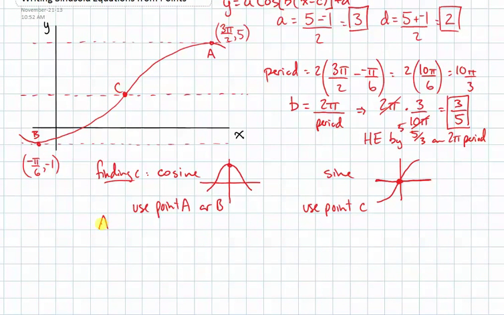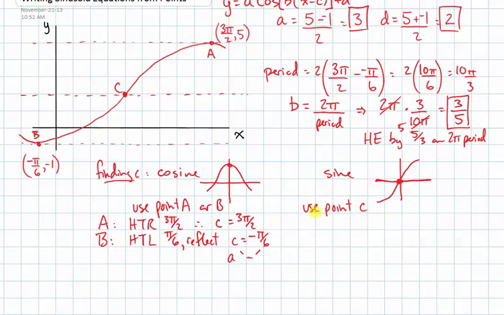If I'm using A for cosine, this point is normally on the y-axis. It's been translated to the right, so it's a horizontal translation to the right of 3 pi by 2. So my C value in the equation is 3 pi by 2, representing the movement to the right. If I were to use the point B, that's the minimum point. Well, now I've horizontally translated to the left pi by 6 and reflected. So my C is going to be negative pi by 6, and my A is going to be a negative value in the formula above.